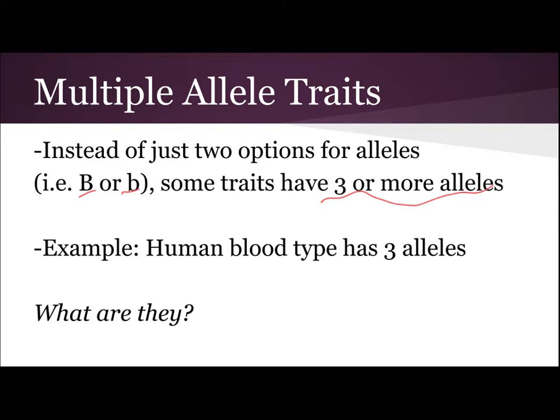And the example you usually see about this is human blood type. So human blood type, not the positive negative, that's a simple dominant recessive trait, but the other part of human blood type has three different alleles. So can you think of what they might be? So the answer to that is A, B, and O.